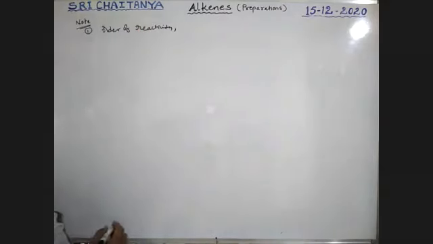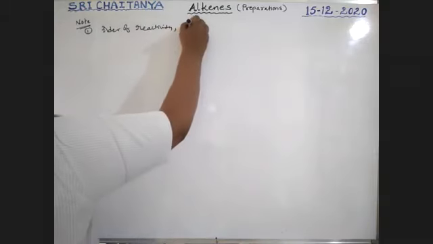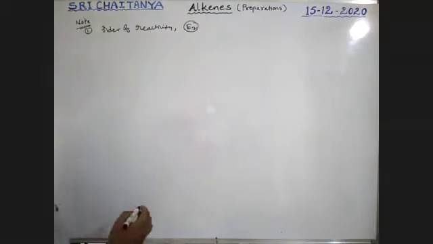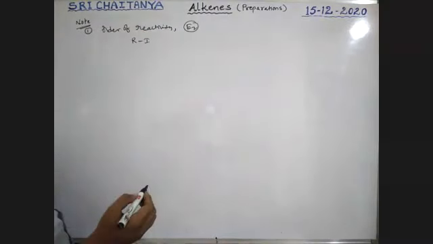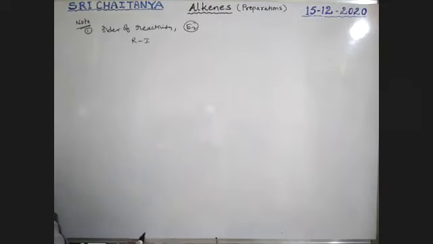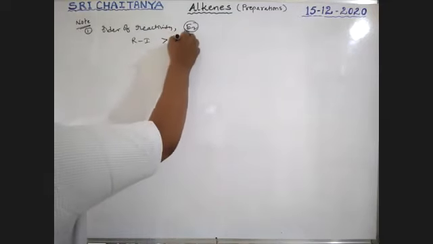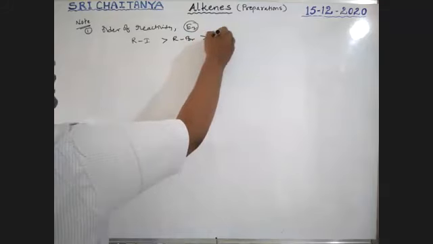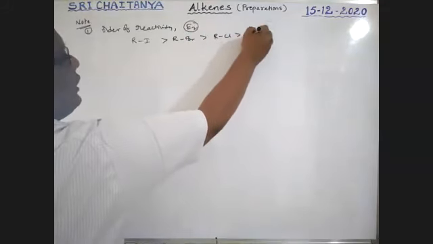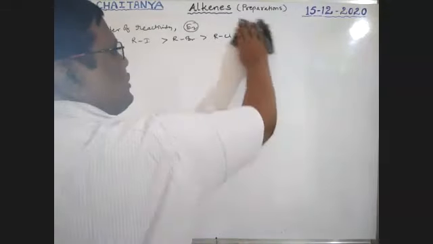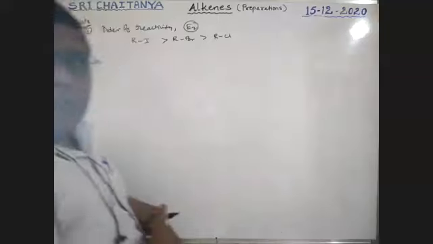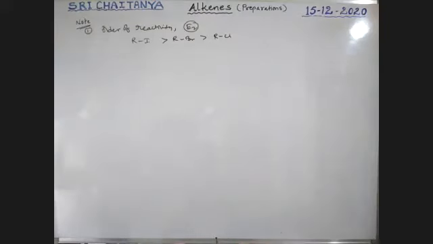Order of reactivity towards E2 elimination: alkyl iodide comes first, because iodine is the best leaving group. Best leaving groups give alkenes easily. Then alkyl bromide, which is easier than alkyl chloride, which is easier than alkyl fluoride. Mostly fluorides are not used in E2 elimination, because fluorine is the poorest leaving group.